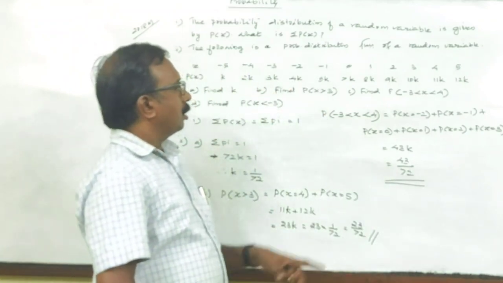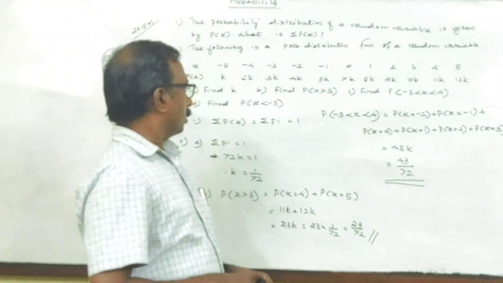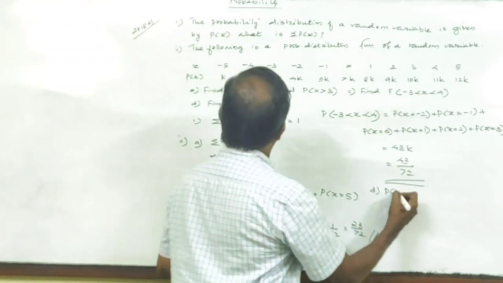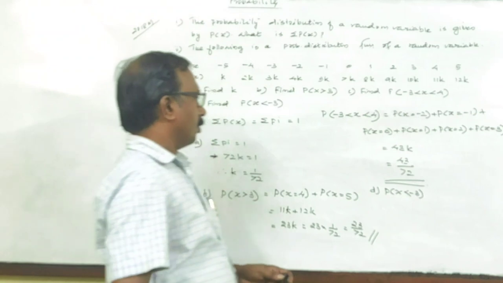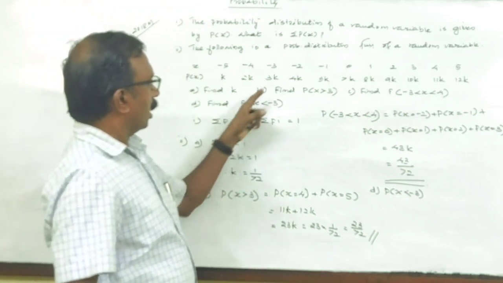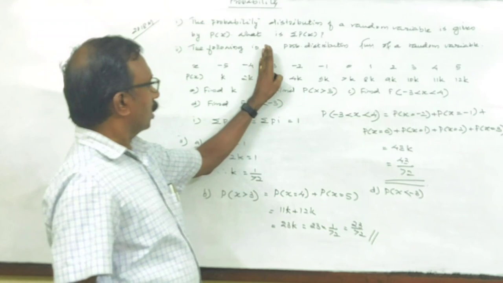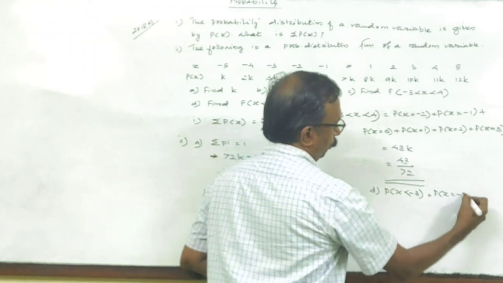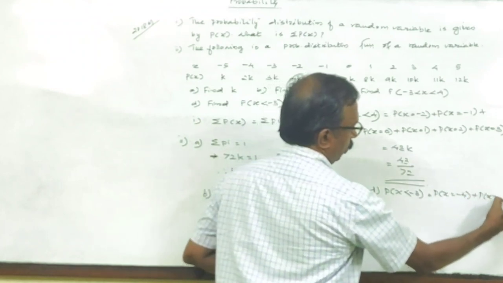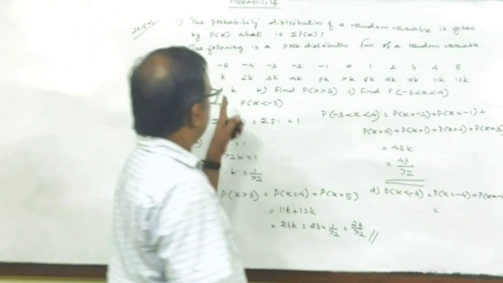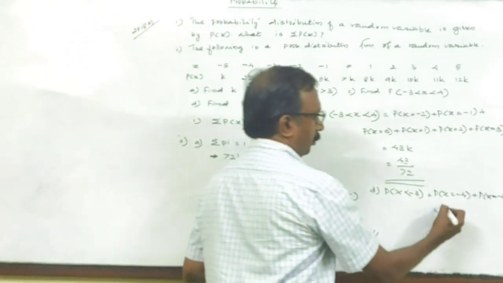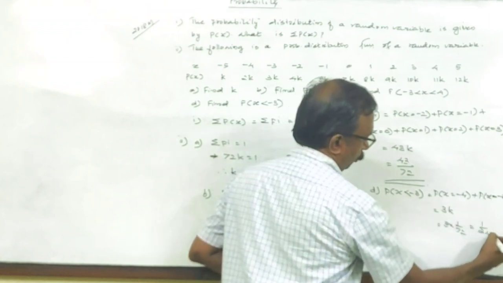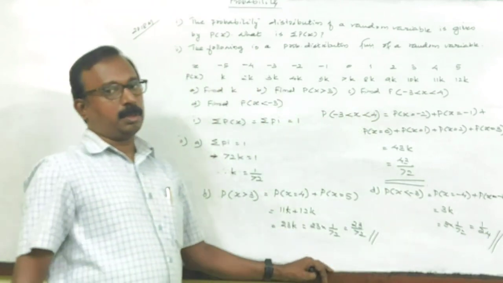This is the third question. Now we have one more question. D: P of x is less than negative 3. X less than negative 3 is these two: P of x is equal to negative 4 plus P of x is equal to negative 5. That is k plus 2k, which is 3k. That is 3 into 1 by 72, that is 1 by 24. This is the fourth question, isn't it?